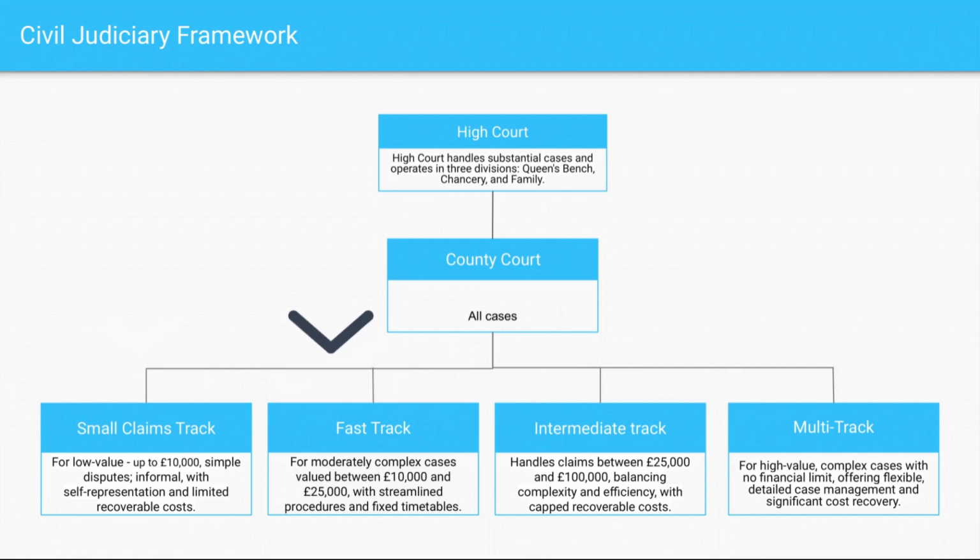Next, the fast track is for moderately complex cases valued between £10,000 and £25,000. This track features streamlined procedures and fixed timetables to ensure efficient case management. Then, we have the intermediate track, which handles claims between £25,000 and £100,000. This track balances complexity and efficiency with capped recoverable costs. Finally, the multi-track is for high-value, complex cases with no financial limit. It offers flexible, detailed case management and significant cost recovery.